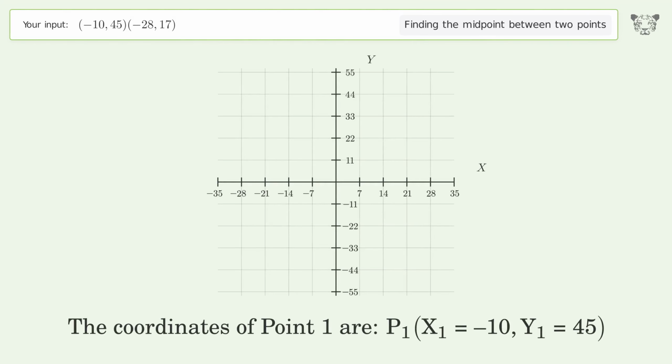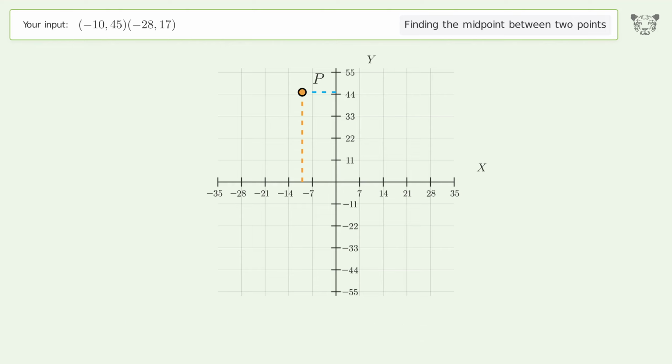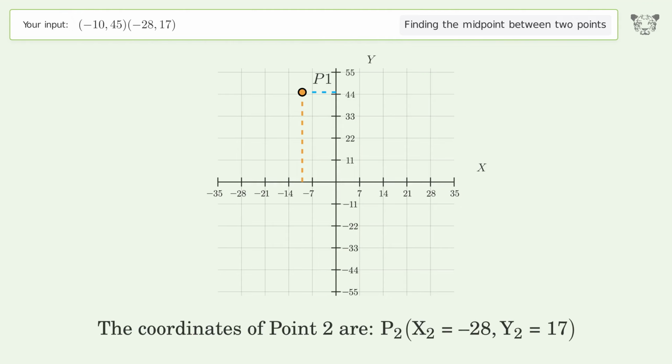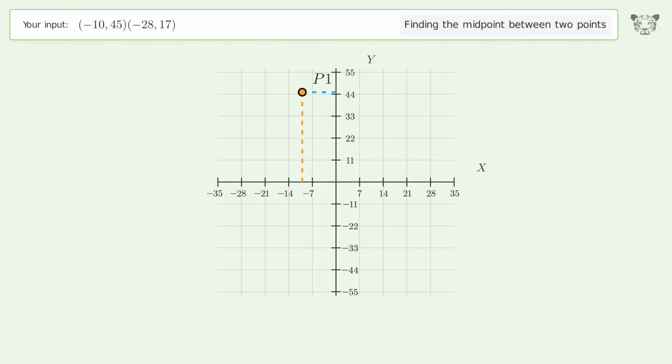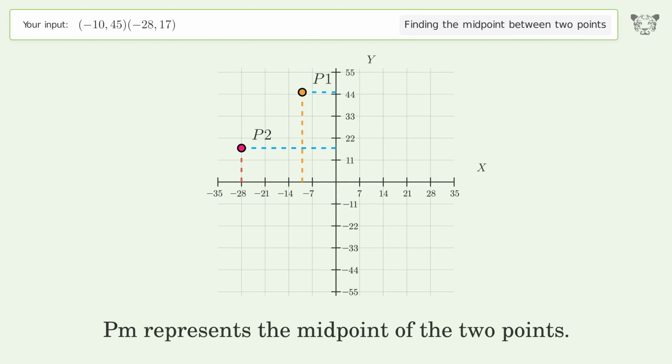The coordinates of point 1 are x1 equals negative 10, y1 equals 45. The coordinates of point 2 are x2 equals negative 28, y2 equals 17. PM represents the midpoint of the 2 points.